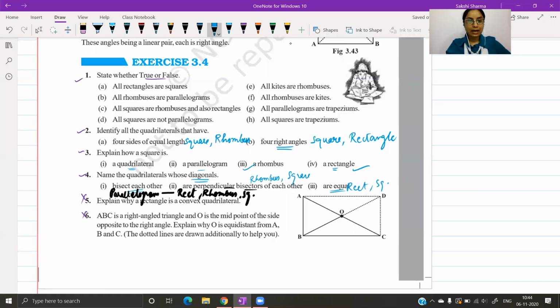Now coming back to question number 1, you have to identify true or false. Okay, there is a simple concept. Think of the properties that we want to check for each of these parts.